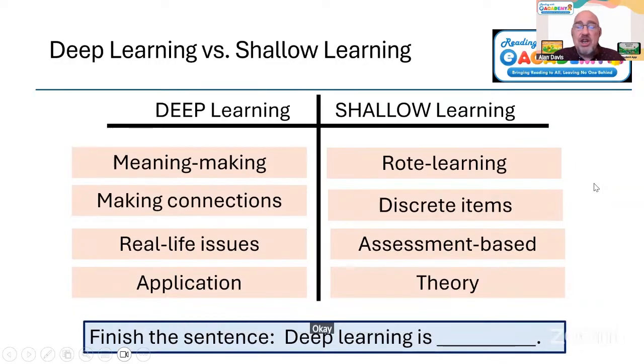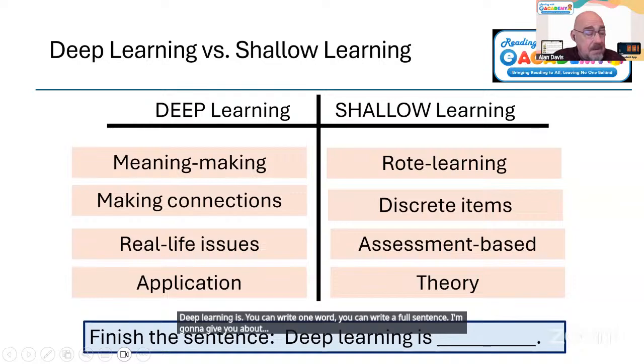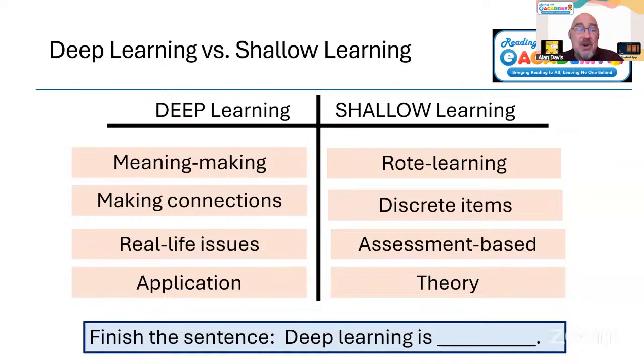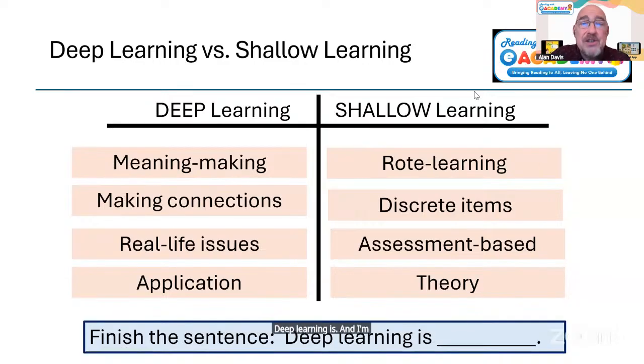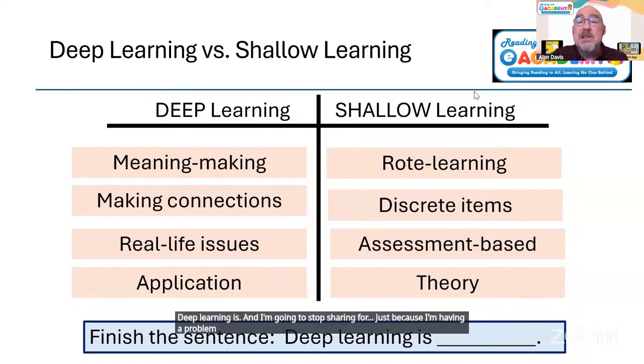Okay, question. This is the hardest question for today. Complete the sentence. Deep learning is. You can write one word, you can write a full sentence. I'm going to give you about 45 seconds to a minute to complete this sentence. Deep learning is. And I'm going to stop sharing because I'm having a problem with my screen here, and then it'll pop right back up.